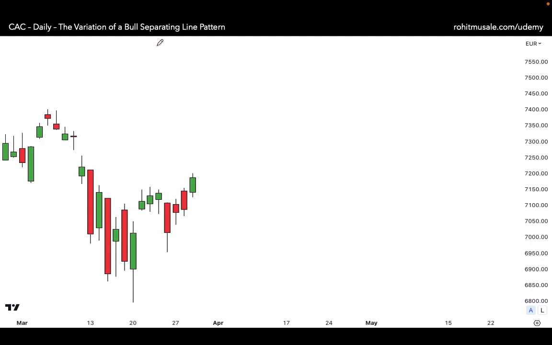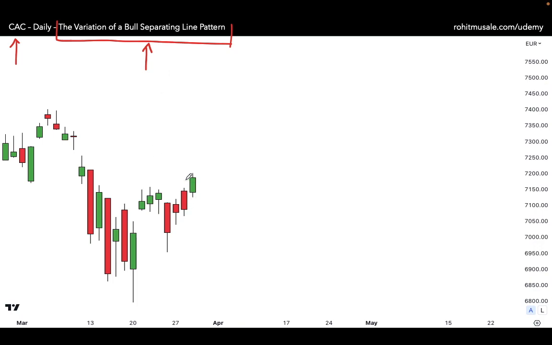This is about the bull separating line pattern, the variation of a bull separating line pattern. It's a daily time frame chart of the CAC index. As you can see, these two candles almost have the same opening price. That's very important. When two consecutive candles have the same opening price, that's a separating line pattern. In this case, it's a bull separating line pattern.